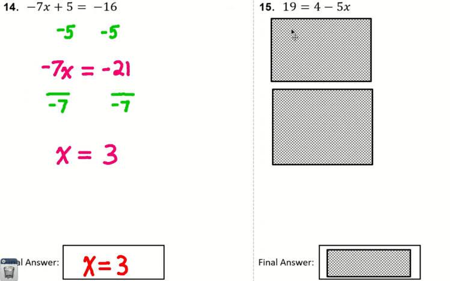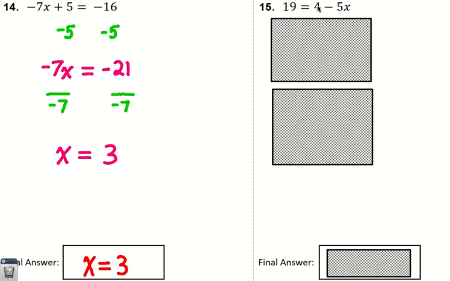Well, what we do first is get rid of this separate term, this 4 that's separate. We're going to get rid of this 4, and then we're going to get rid of the 5. That's right with the x, because this says negative 5 times x. So we're going to get rid of this 4 first.